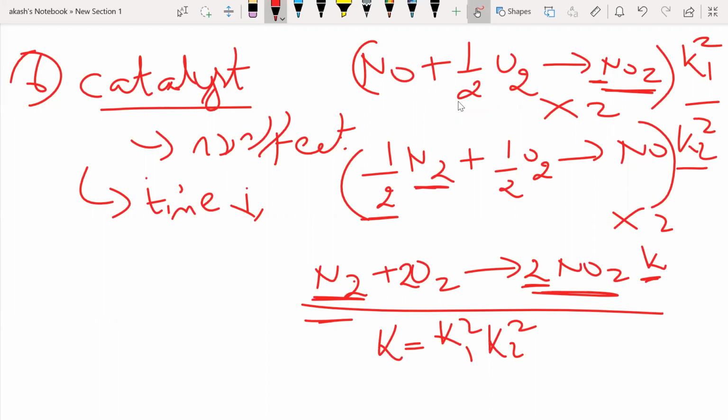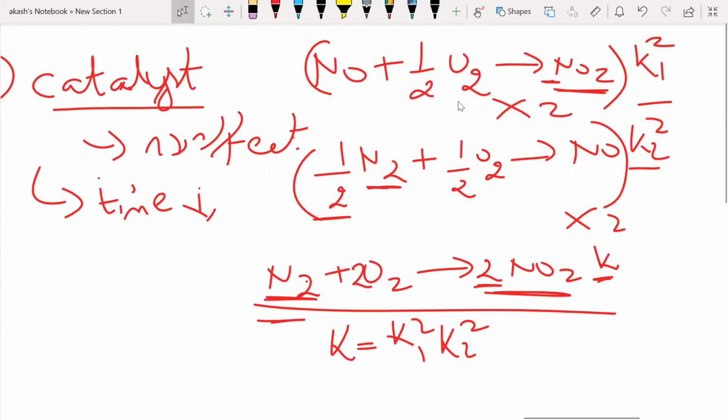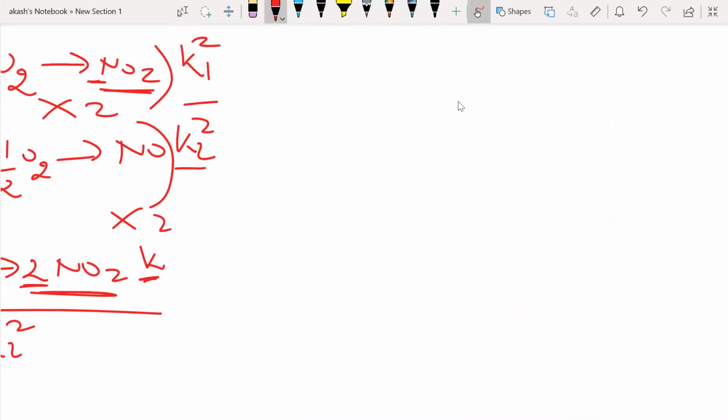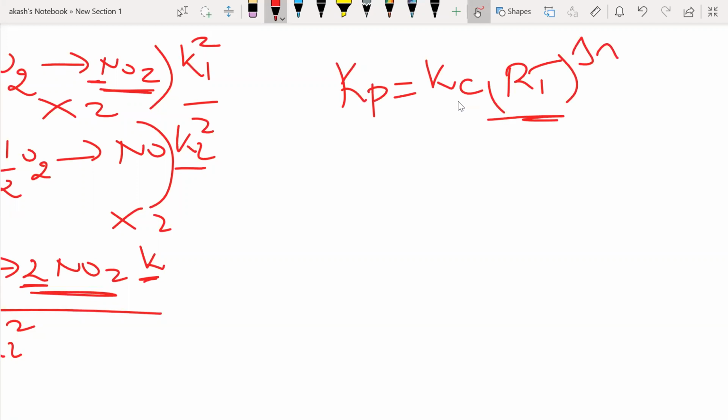Kp is equal to Kc into RT power delta N. Absolutely, that's the formula. At least one has listened to the class. Wonderful. Thank you so much. So here, Kp is equal to Kc RT, only for RT there is power delta N. Fine, just solve it and tell me the answer.